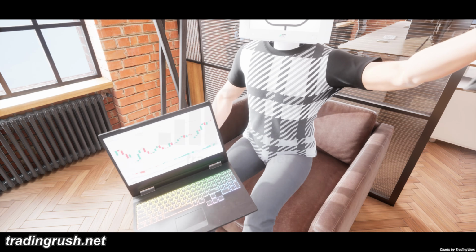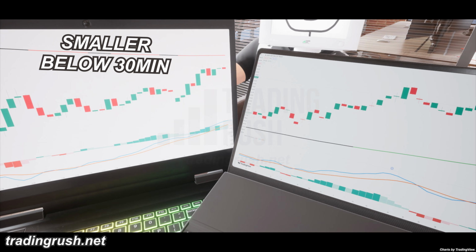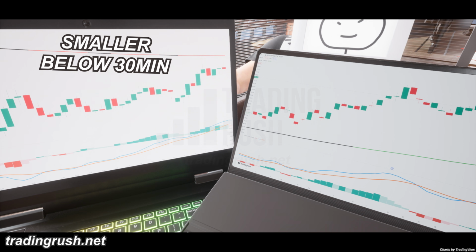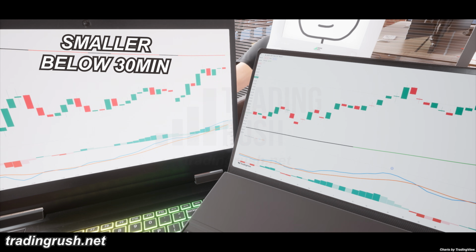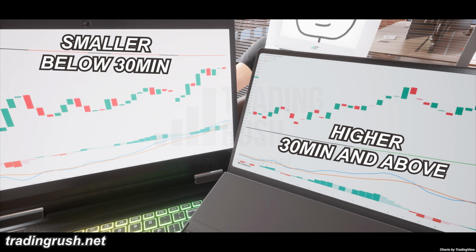Number 15. I started and traded on smaller time frames for thousands of hours. One of the things I have learned is that indicators work better on higher time frames. The same applies to most technical strategies.